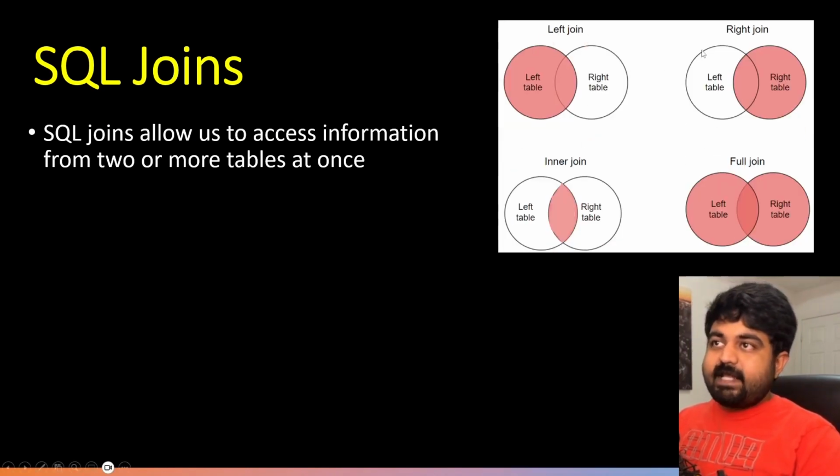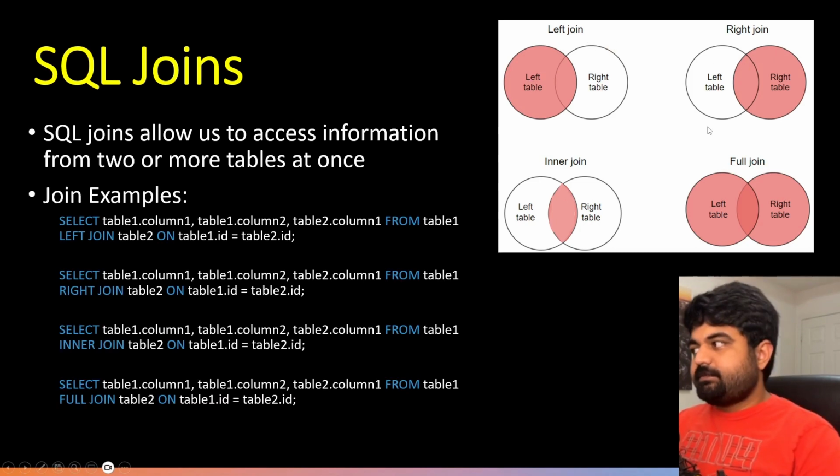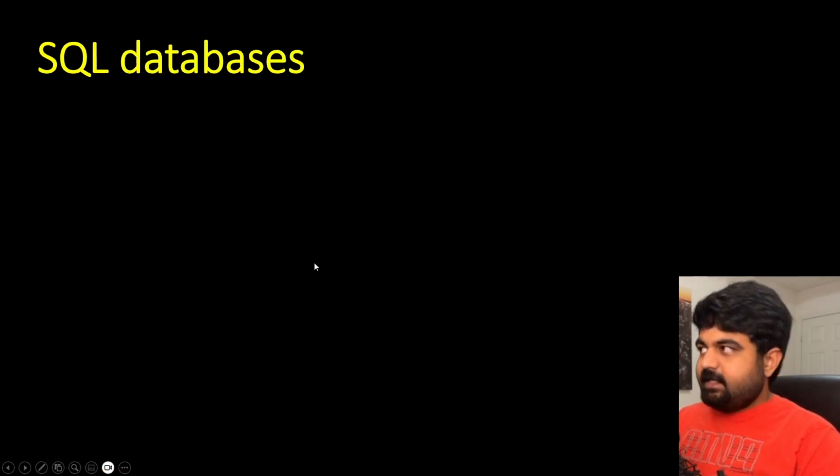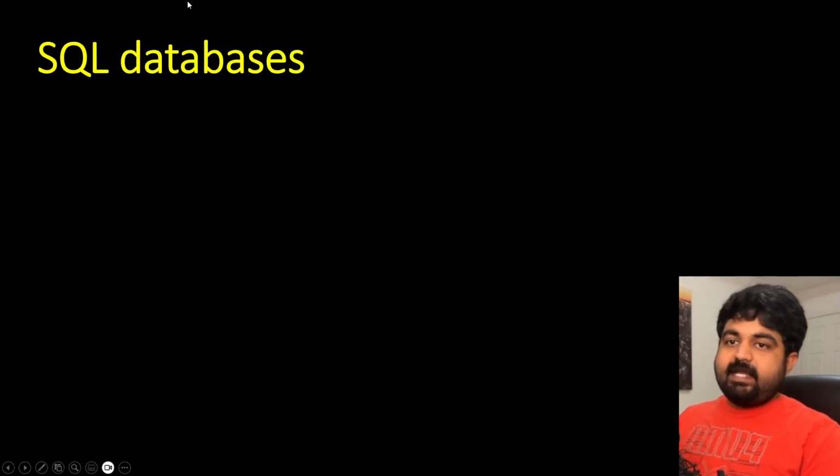So these are 4 examples of the joins: left join, right join, inner join, and full join. And depending on this Venn diagram, you can understand that whichever command you use, you can get those particular types of values. These are some of the examples of join commands. Now let's move forward to our main topic, that is SQL databases.